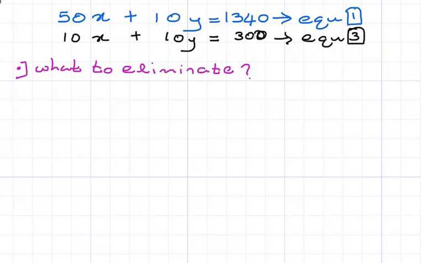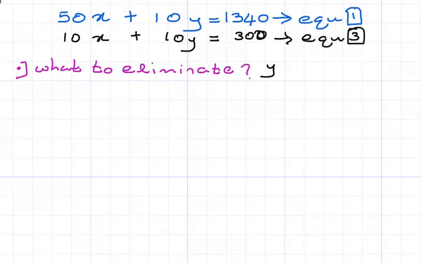Look at the numbers in front of the letters. So look at the blue and the black x's. What are the numbers? 50 and 10. They've got different numbers. Look at y. In the first equation, what's in front of y? It's 10. And in the third equation, in the black equation, what's in front of y? That's 10. So remember, the letter with the same coefficient is the one to be eliminated. So what to eliminate? Our choice is y.